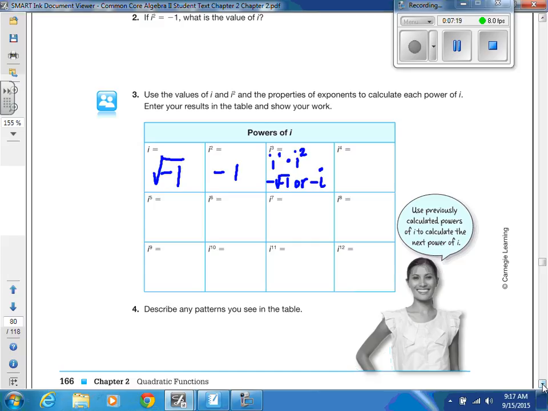All right, what about i to the fourth? What's i to the fourth going to equal? Well, if I split this up into i squared times i squared, what's i squared equal? Negative 1 and negative 1. And what's negative 1 times negative 1? What? 1. Positive 1, right? So i to the fourth equals a positive 1.